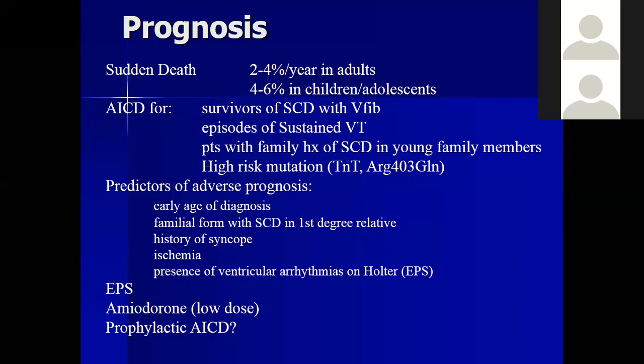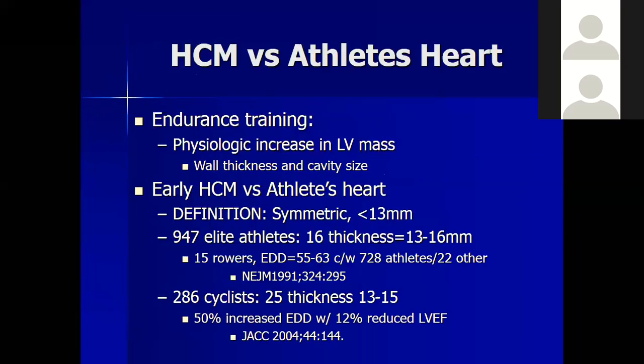How do you predict this adverse prognosis? Early age of diagnosis, familial form, history of syncope, ischemia, and ventricular arrhythmias on Holter. You can give amiodarone if they have arrhythmias. For your level, I think it's too high. When you go into final year and come into contact with patients, you will know what these things are.